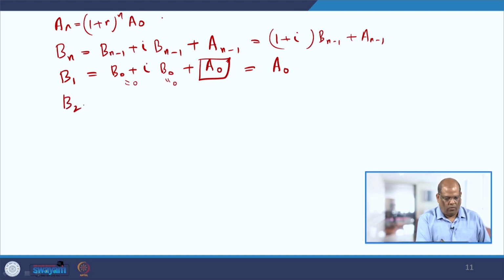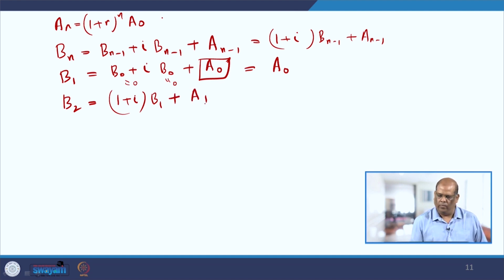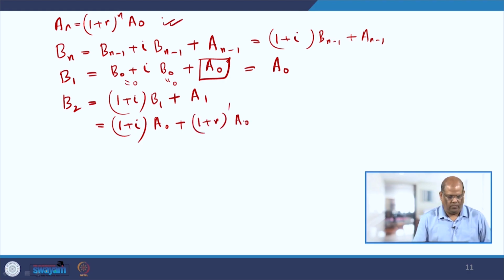Your B2 will be (1+I) into B1 plus your A1. So, (1+I), your B1 is A0, and your A1 from here is (1+R) to the power 1 into A0. Let us come to B3 now.